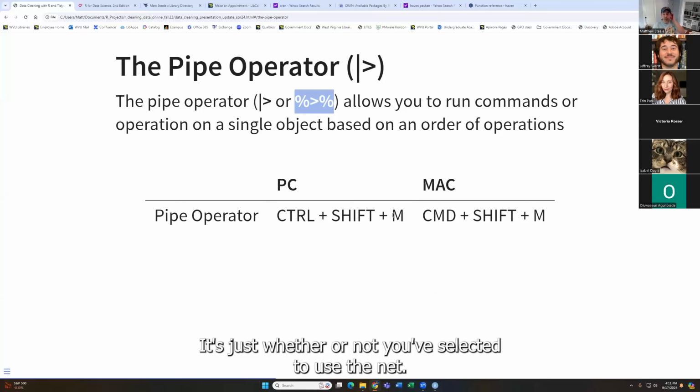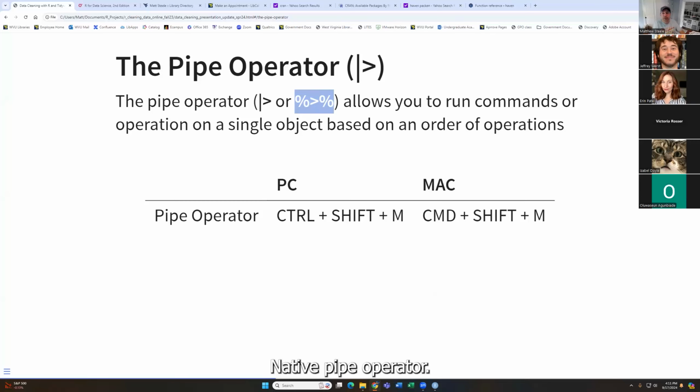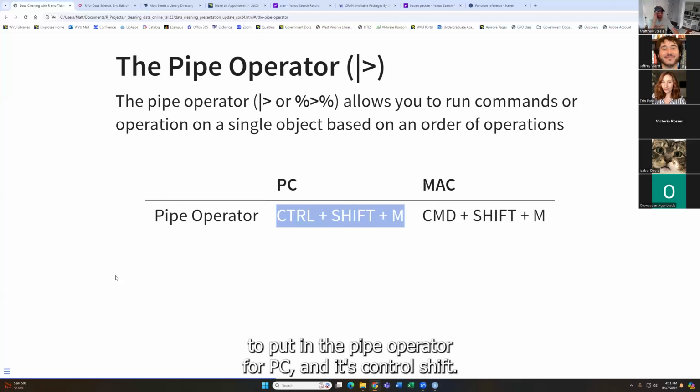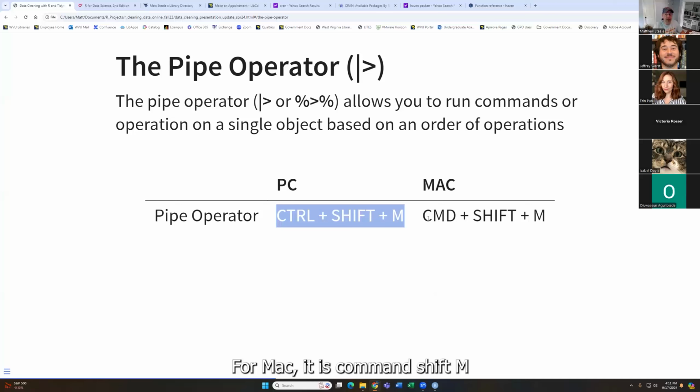It's just whether or not you've selected to use the native pipe operator. If you didn't, you're going to get the percent sign version. You can do either the iron bar greater than or the percentage greater than percentage. I find it much easier though to use the keyboard shortcut to put in the pipe operator. For PC, it is Control Shift M. For Mac, it is Command Shift M. It really saves you a lot of time.